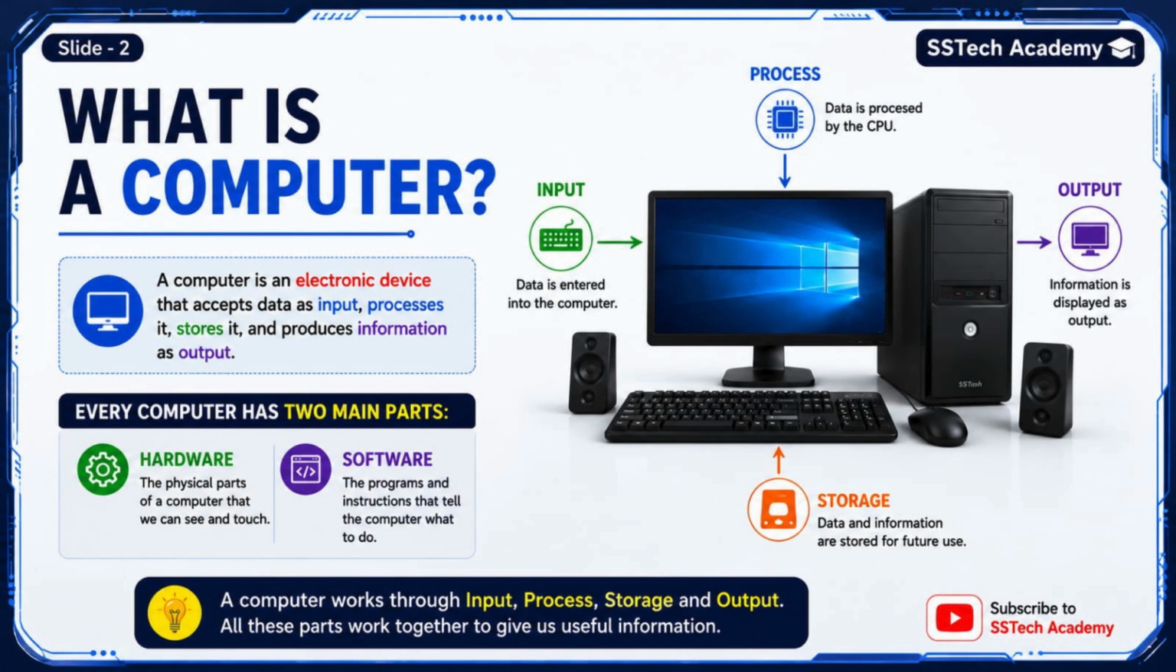Every computer has two main parts, hardware and software. Hardware means the physical parts of a computer that we can see and touch. Software means the programs and instructions that tell the computer what to do. Together, hardware and software make the computer work.